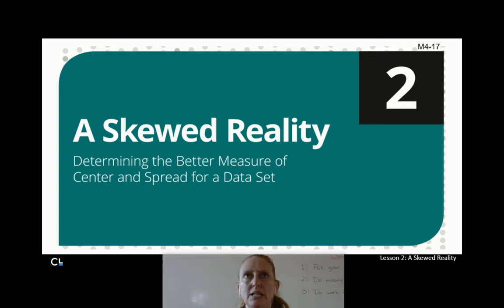So we've already seen that if our data is skewed, whether it's skewed right or skewed left, we probably should be using the median and the interquartile range. That would definitely be a better measure of central tendency, the median, and a better measure of spread would be the interquartile range. But we also said that if it was symmetrical, we could use either, right? We could use the mean or the median.